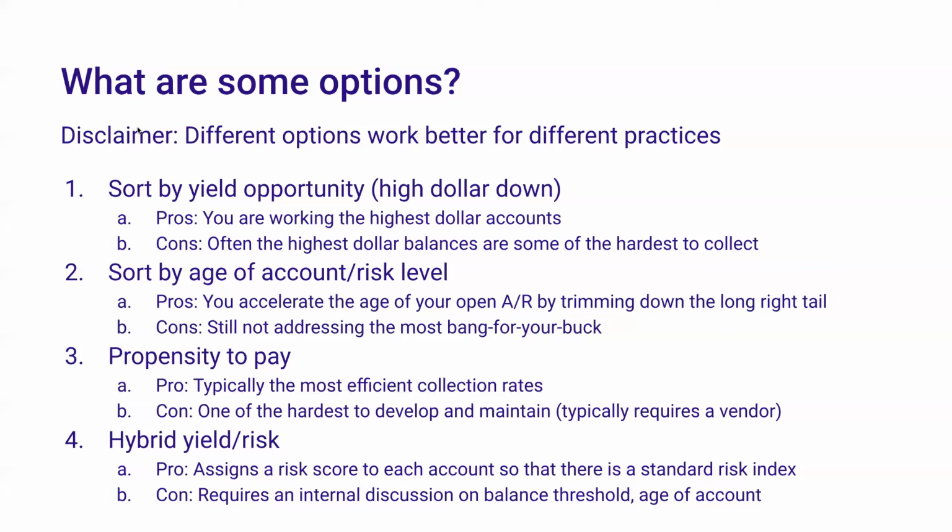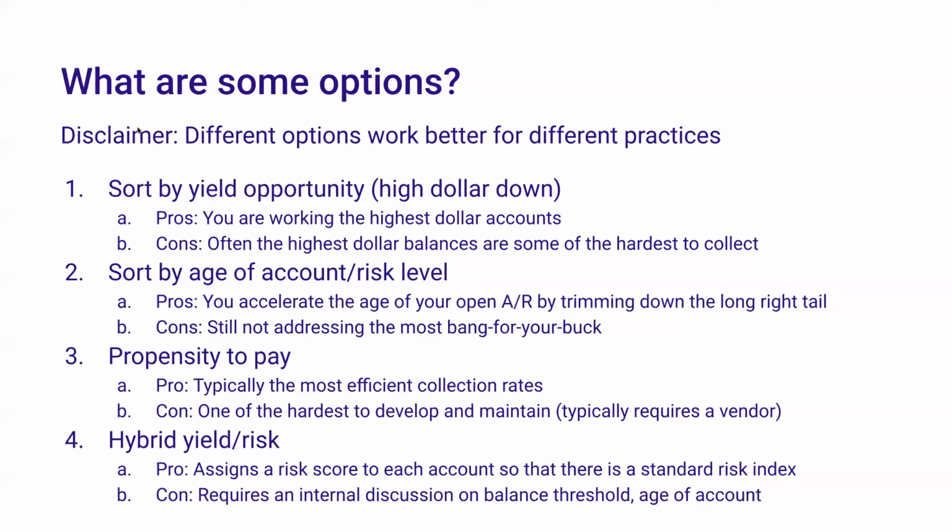And then last, the hybrid yield / risk. This is looking at a hybrid of high dollar and how old the account is, and developing risk levels. It assigns a risk score, so you can stratify these into 4, 5, 6 different risk levels, and then your team is always working these risk level ones. It's based on a combination of how old the account is and how high the balance is.